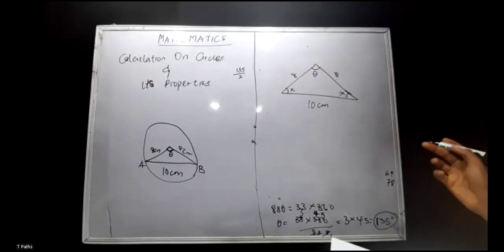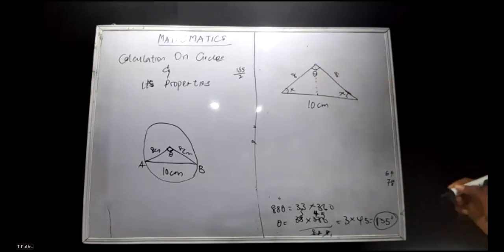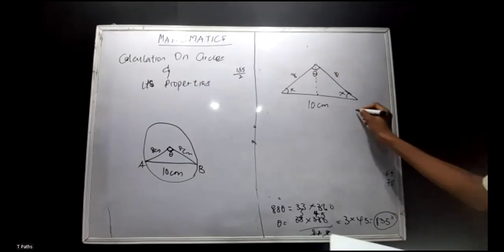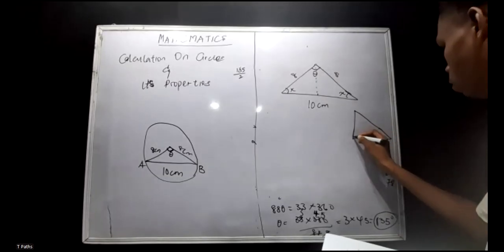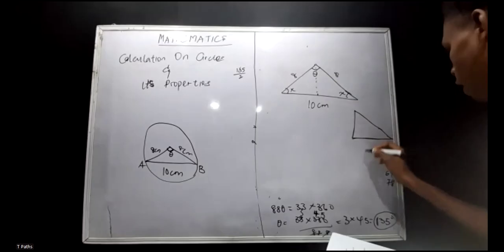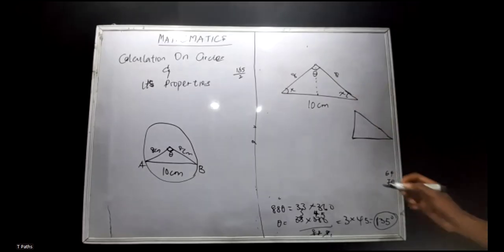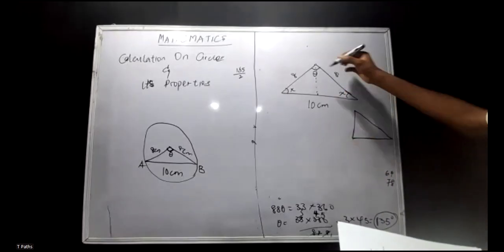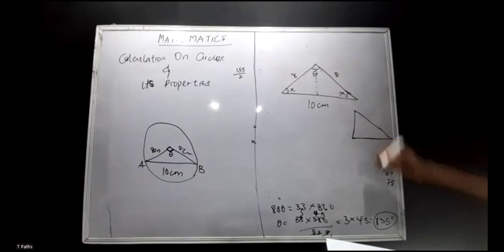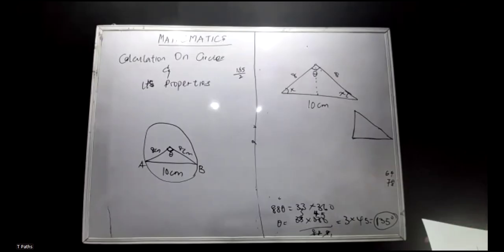We can go about it in different ways. We can use Pythagoras to draw out a right angle and then use our trigonometric functions to find the value of this angle. Or we can use trigonometric functions to find the value of this angle and then multiply it by 2. Either way, we'll get the same answer. So we'll do it both ways and see if we get the same answer.